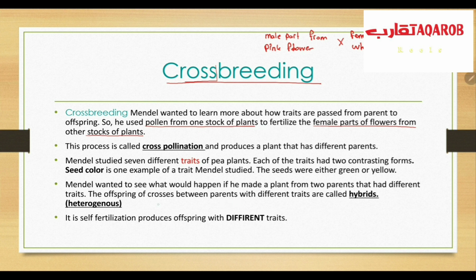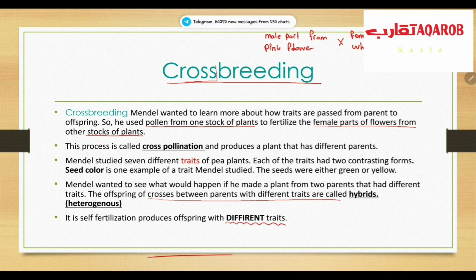They will cross between them and produce a generation. So hybrids mean crossing between parents with different traits. It is self-fertilization, producing offspring with different traits.